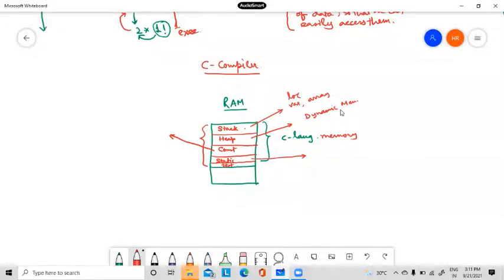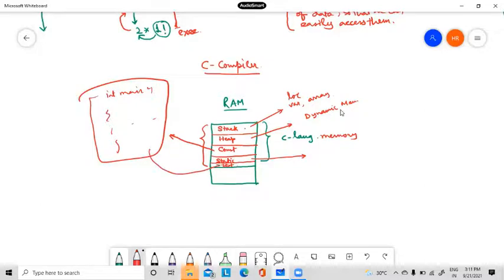And I will write some code, int main, then printf, scanf. This is in the form of text, so that will be stored in the text part. So this is the overall division of your C memory, where whatever you write will be stored in these parts. Everything is done in RAM.